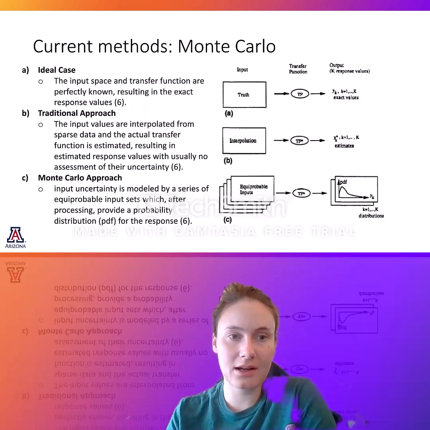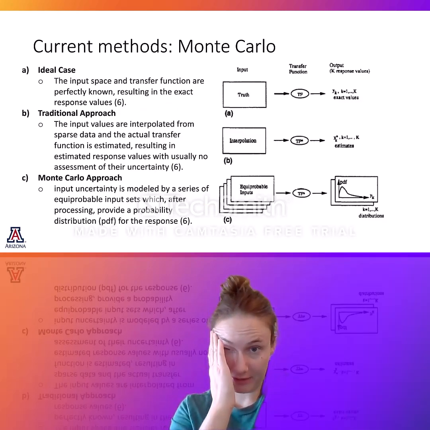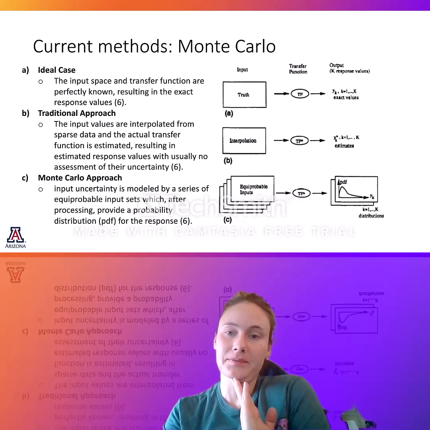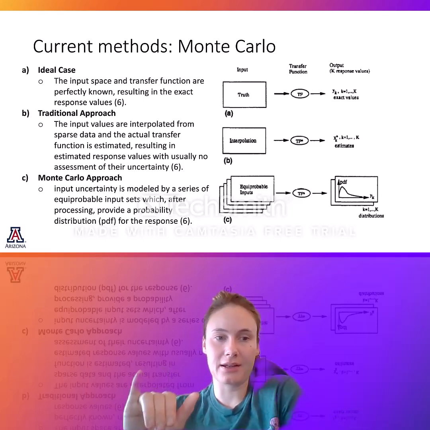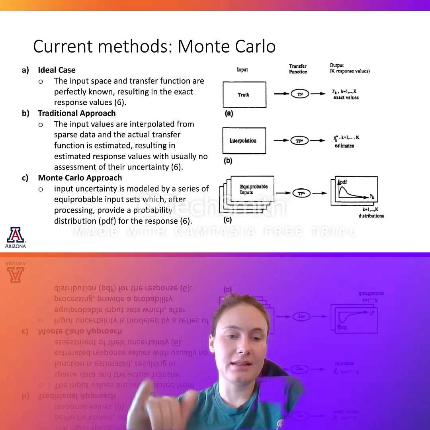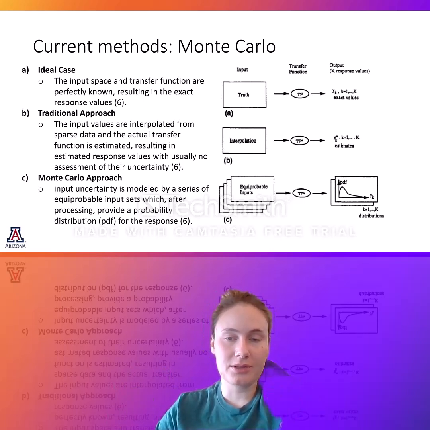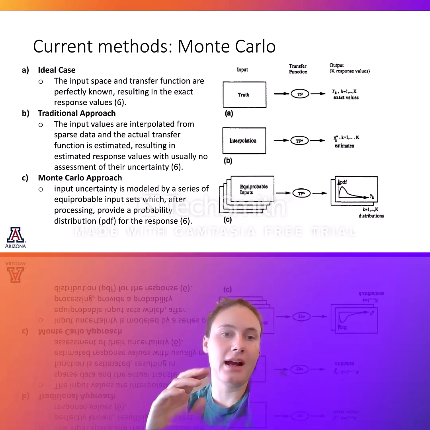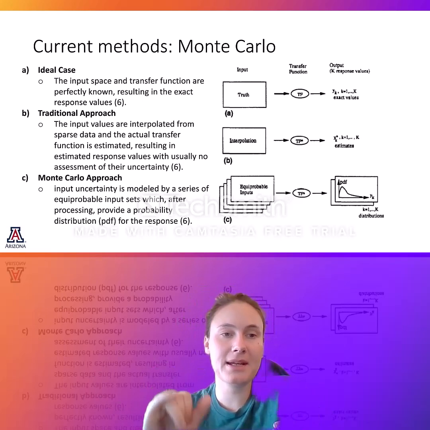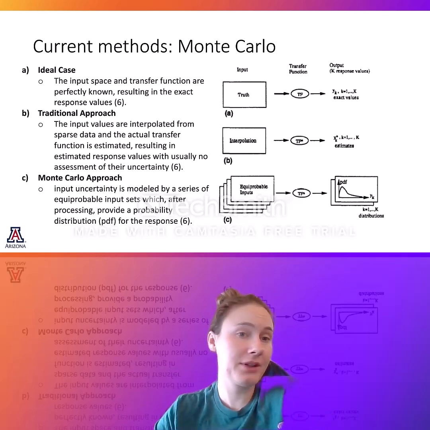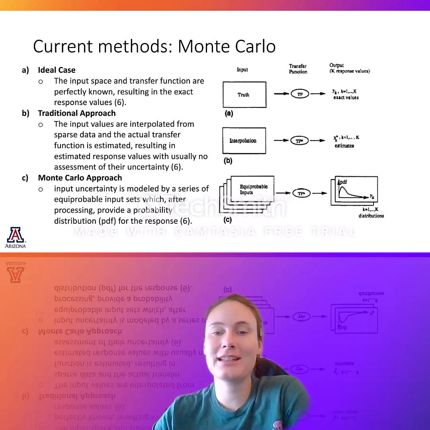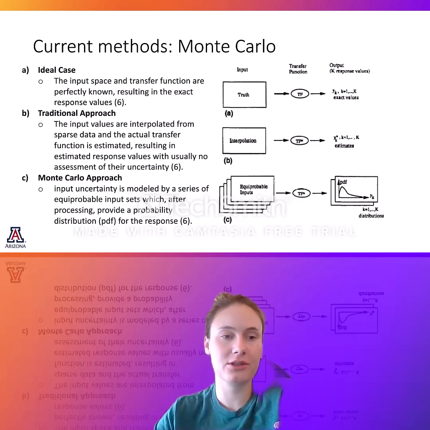One of these is Monte Carlo, which we have learned about. I found this interesting as a way to explain it. You have three different scenarios here. One is the ideal approach, in which you have an input space and a transfer function that are perfectly known and have the same exact response values. This will never happen. And then you have, second, the traditional approach.